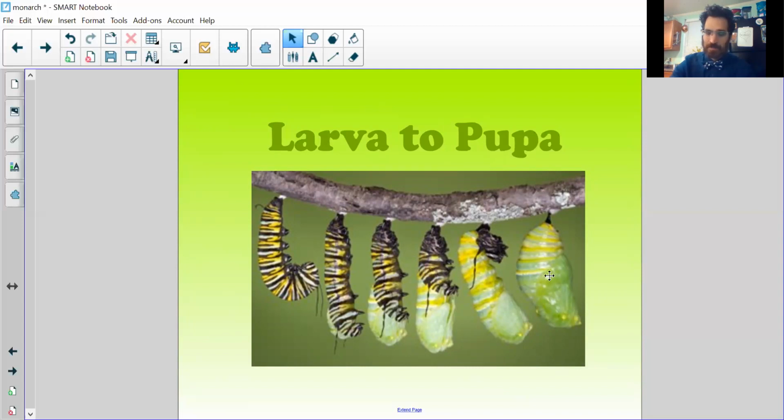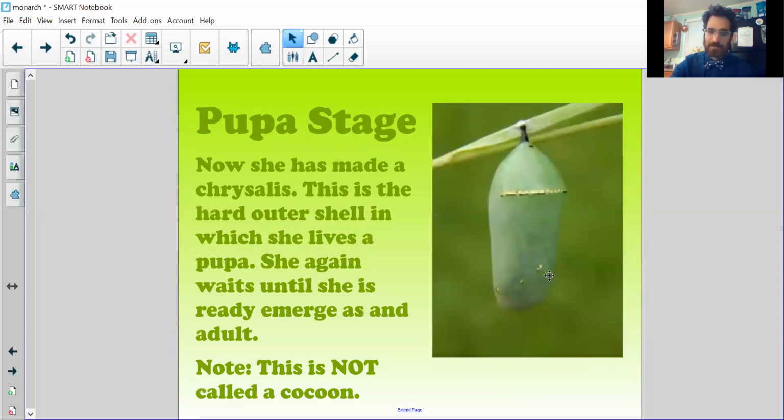Caterpillar into a pupa, to the pupa stage. So now she has made a chrysalis. The chrysalis is this shell type layer around her, and she calls herself a pupa now. She's inside of this, and she waits again until she's ready to emerge as a butterfly. Sorry if I spoiled that for you. Yeah, I think you might have already known.